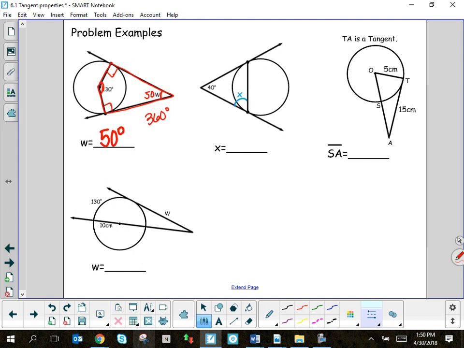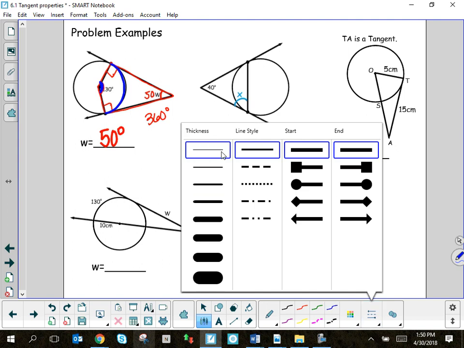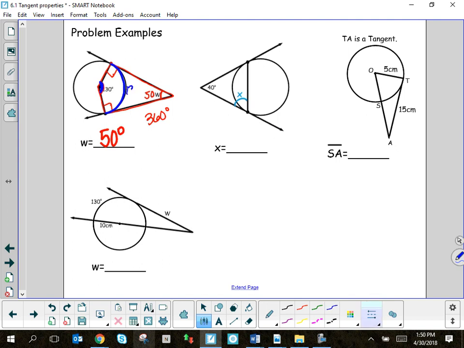Don't forget that if this angle right here is 130, this arc is also 130. So I want you to write that down too. That's 130 degrees. Over here, this is an isosceles triangle based on the property we just went over, which makes these congruent because they're base angles. So subtract from 180, that makes each one 70.